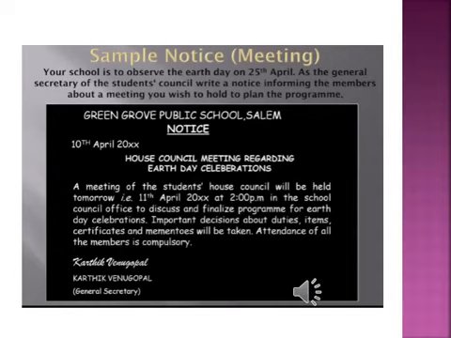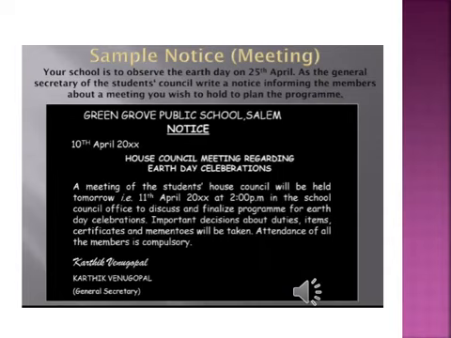So let us see the sample of notice. And this notice is for a meeting. Let's see the question. Your school is to observe the Earth Day on 25th April. As the General Secretary of the Students' Council, write a notice informing the members about a meeting you wish to hold to plan the program. So remember that. What is it? It's the Earth Day and there is going to be a meeting. So you are going to invite for the meeting and you want to give information about the meeting. So how will you draft the notice?